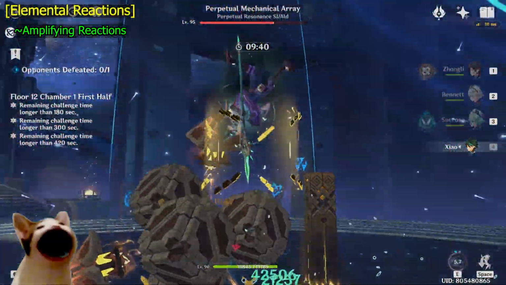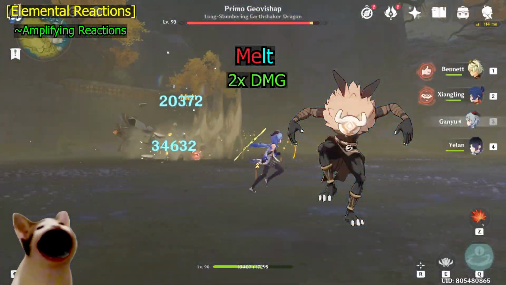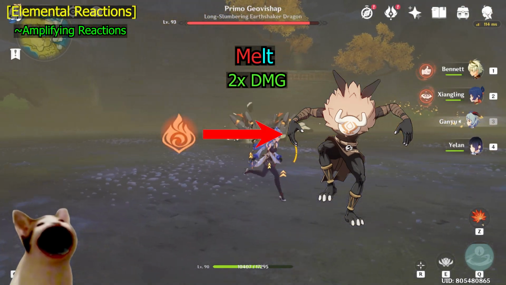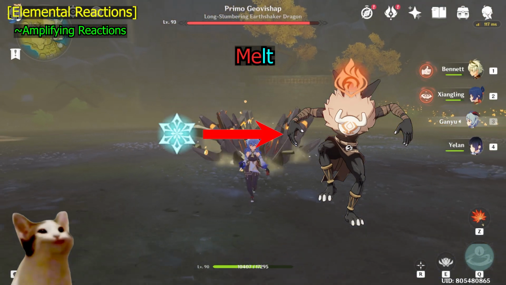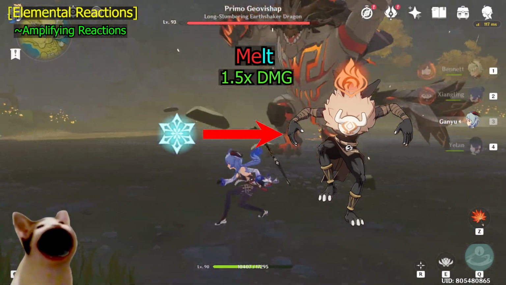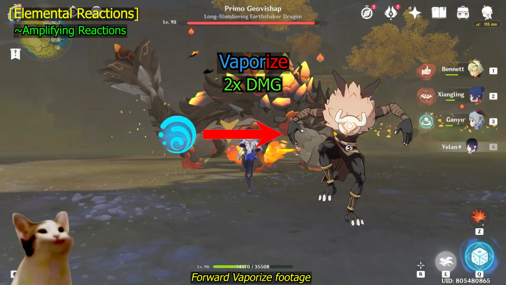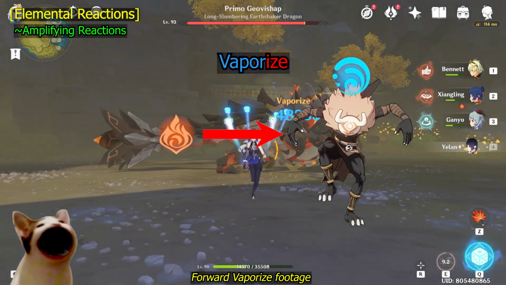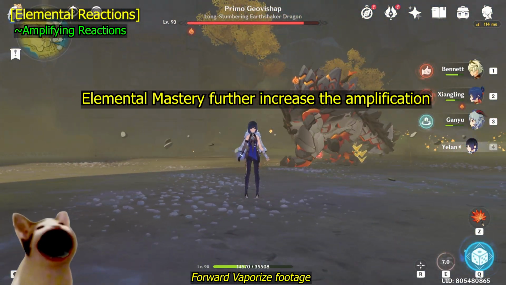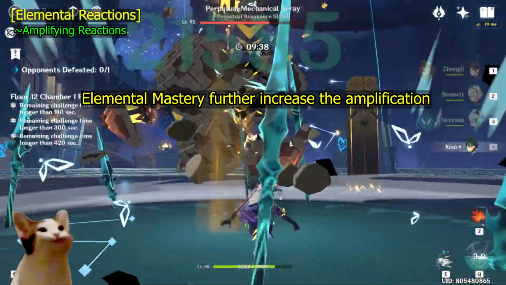In practical terms, Melt does 2x damage if Pyro is applied to an existing Cryo aura, while the other way around would be 1.5. For Vaporize, it will do 2 times the damage if Hydro is applied onto an existing Pyro, and if it's the other way around, the damage is 1.5. Elemental Mastery increases the amplification done by these reactions.